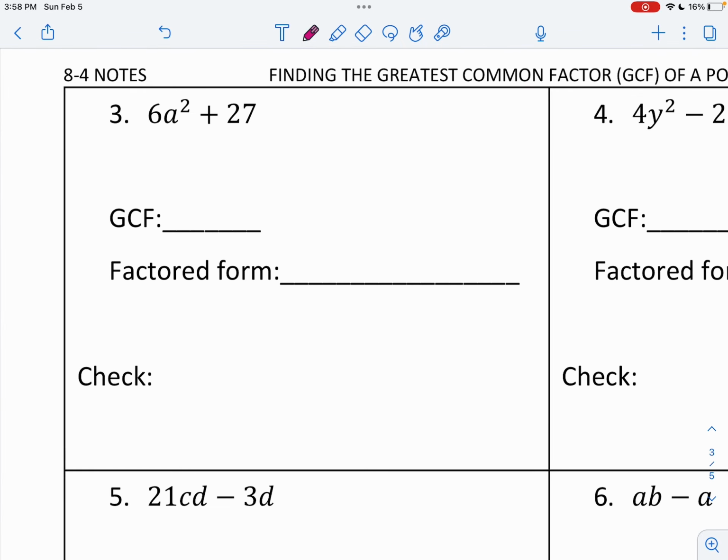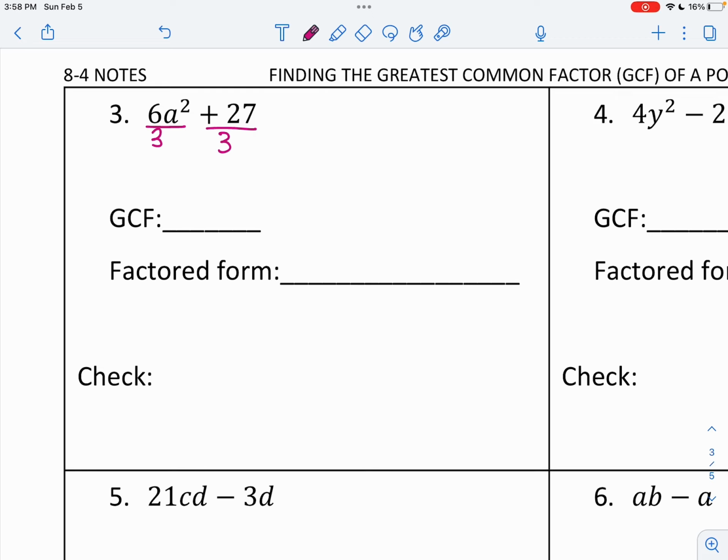Can you think, what is the largest integer that goes into 6 and 27? Does 6 go into 6 and 27? No, it only goes into 6. Let's go lower. How about 3? Does 3 go into 6 and 27? Yes. Now you might say, hey, Miss Linda, why didn't you check 5? Because I already knew 5 is not a factor of 6.